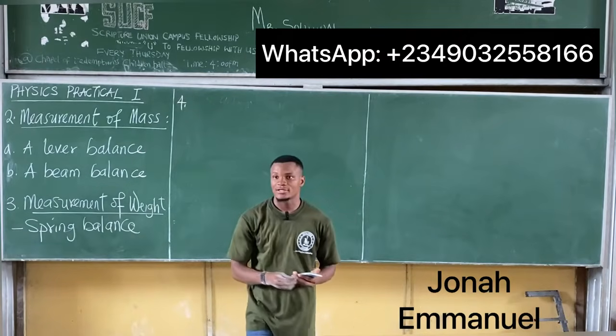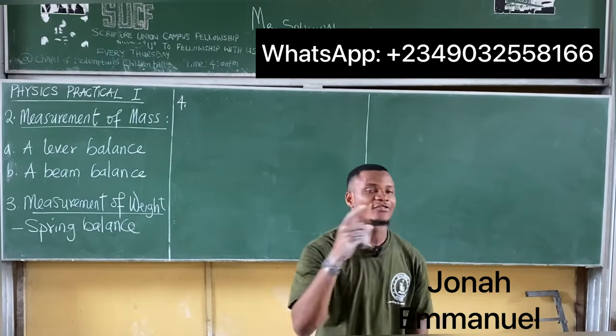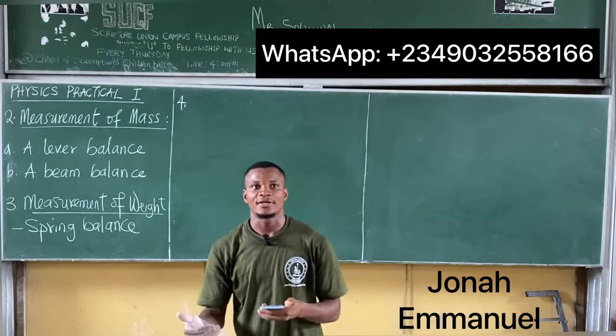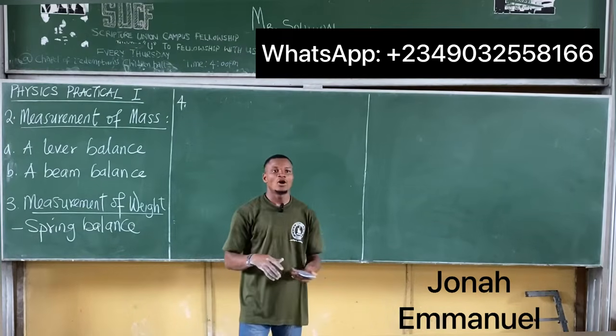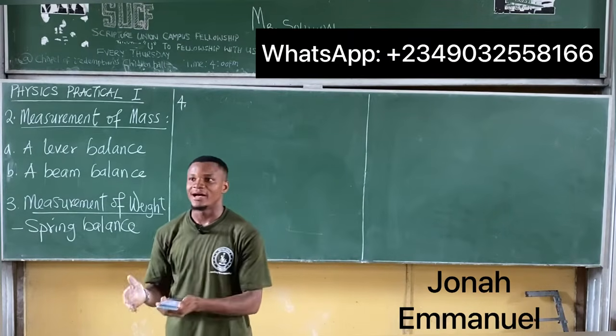Weight is simply as a result of the force of gravity acting on the mass of a body. Weight is the result of the force of gravity acting on the mass of a body. And that's why weight is equal to mass times gravity.